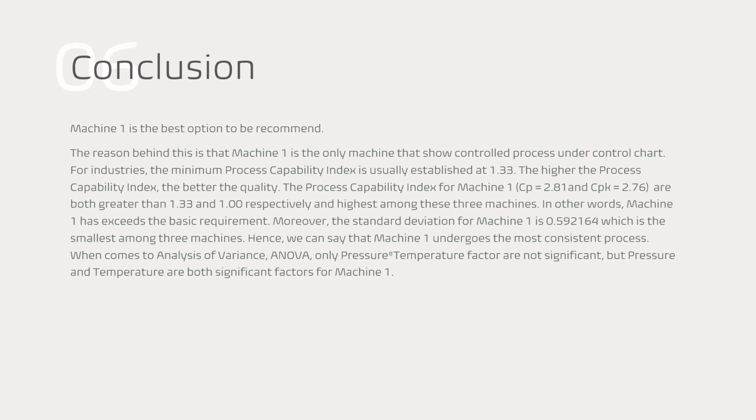When it comes to analysis of variance, ANOVA, only the pressure times temperature factor is not significant, but pressure and temperature are both significant factors for machine 1.